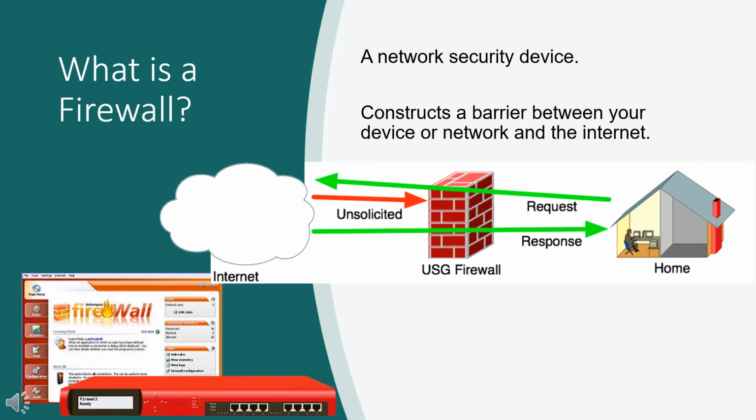So what is a firewall? It's a network security device which constructs a barrier between your device or network and the internet. It stops unauthorized access to your systems, and this protects your data from being compromised. It also gives you extra protection against viruses and malware. If a firewall detects anything suspicious or malicious attempting to enter your private network from the internet, it will not allow it through.